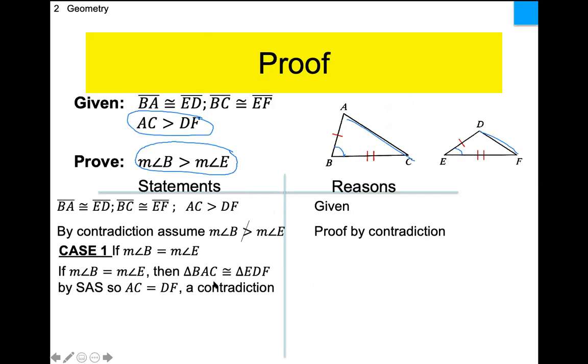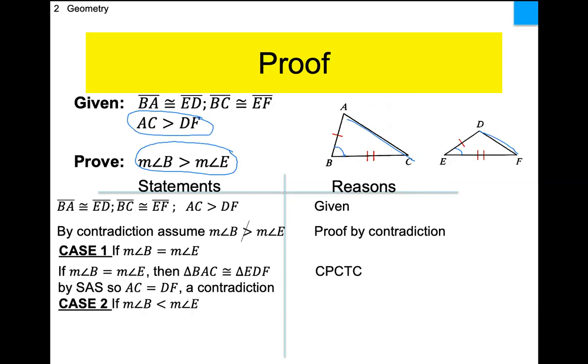So this is a lot of words right here. If the measure of angle B is equal to the measure of angle E, then those two triangles are congruent because of SAS. And that's not true because we're told from the given that AC is bigger than DF. So that didn't work out. What allowed me to get to that contradiction? CPCTC and SAS, either one, it's fine. If it's smaller, then we get that DF is bigger than AC. Give everybody a chance. So case number 1 can't be true.